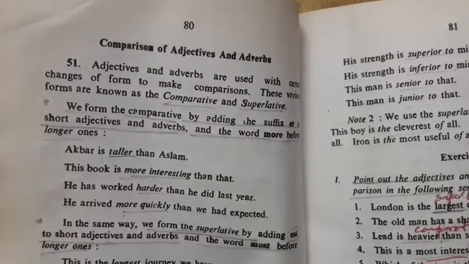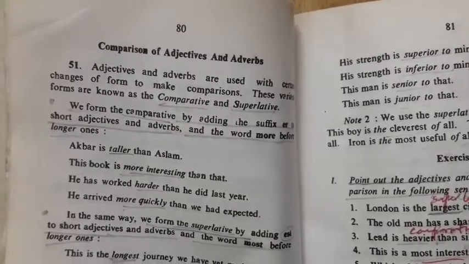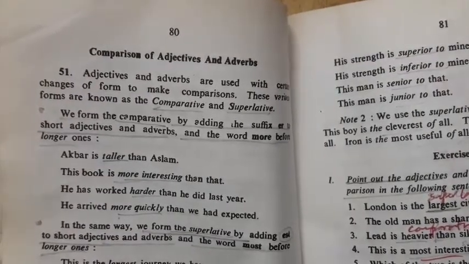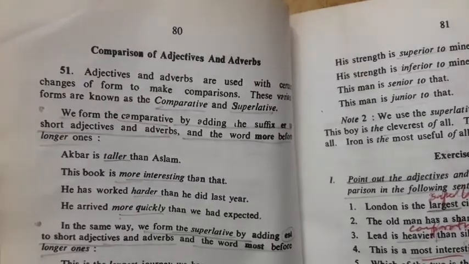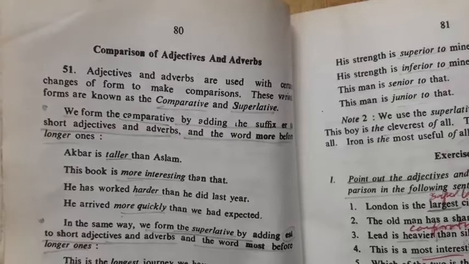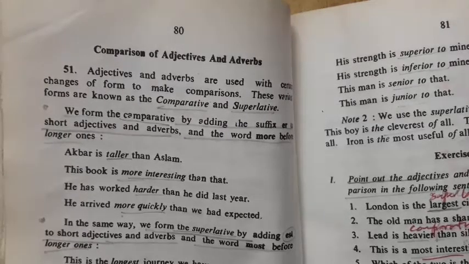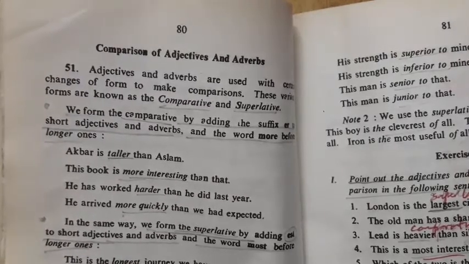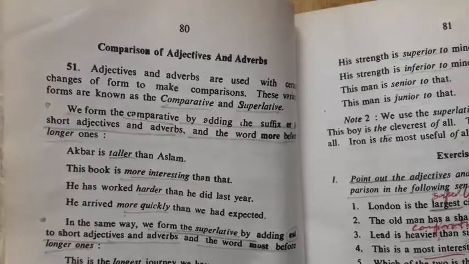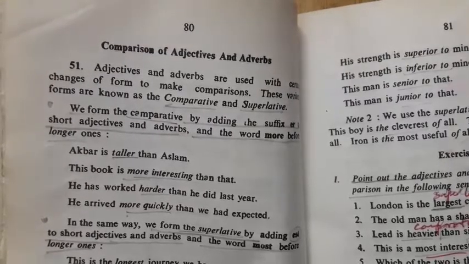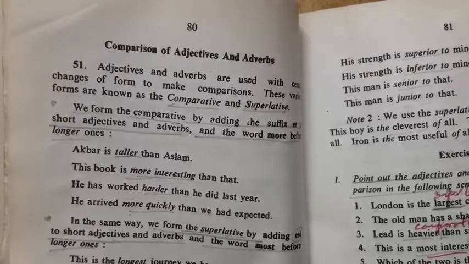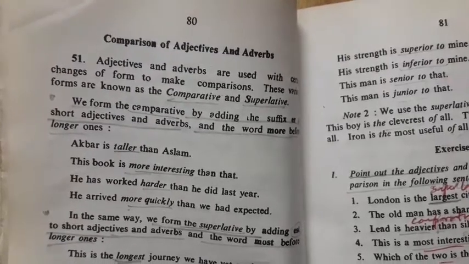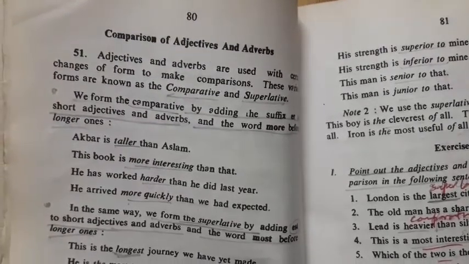Similarly, we form the comparatives by adding the suffix er to short adjectives and adverbs. If we add er to short adjectives and adverbs, they will become comparatives, and we can insert more before the longer ones. We have an example like Akbar is taller than Aslam. And the second one, the book is more interesting than that. Here we have inserted more before the longer adjective.